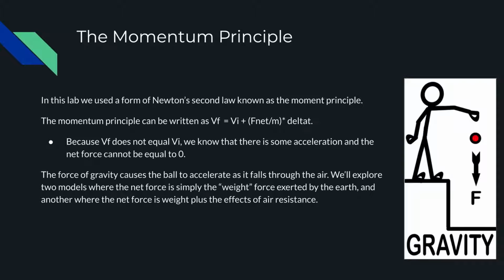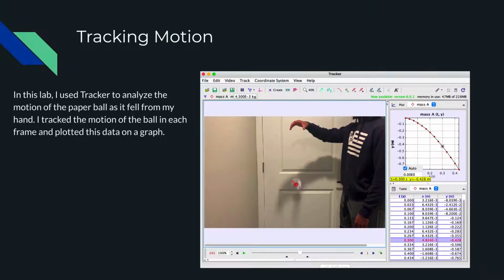In this lab, it happens to be the force of gravity, which causes the ball to accelerate as it falls through the air. So we're going to explore two models: one where the net force is simply the weight force exerted by the Earth, and another where the net force is the weight force plus the effects of air resistance. For tracking the motion, I used a program called Tracker to analyze the motion of the paper ball as it fell from my hand. I tracked the motion of the ball in each frame, and I applied this data on a graph, as you can see over here.